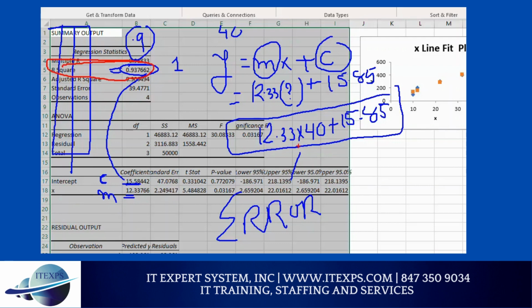Question, concerns, doubt. So far, so good. Give me thumbs up. So we'll do the next exercise. We are not done with regression. We are still doing regression, but we'll do a couple more exercises.